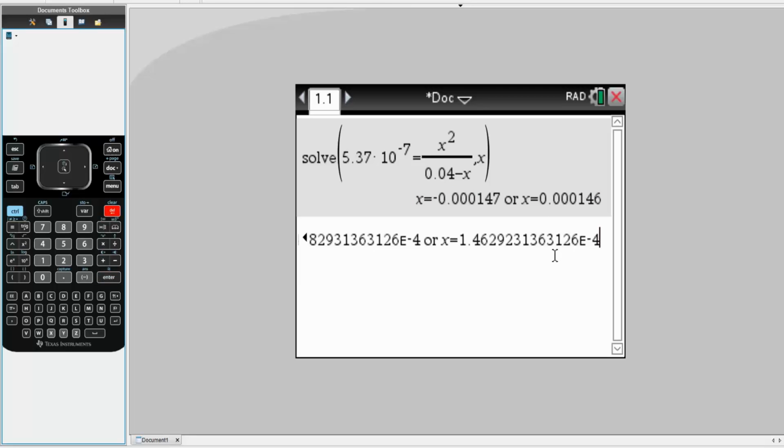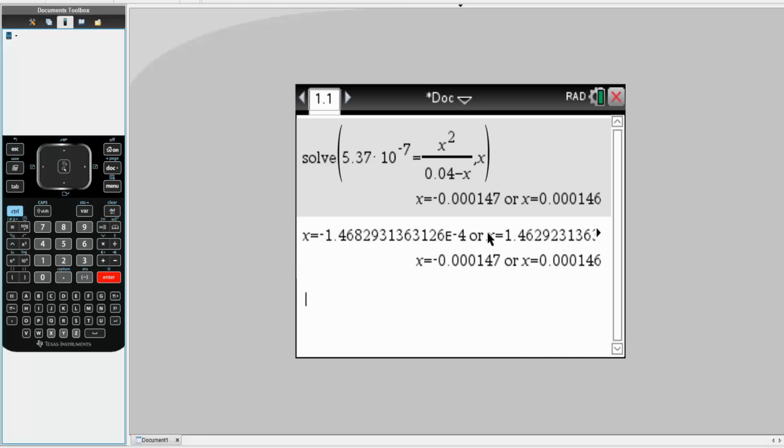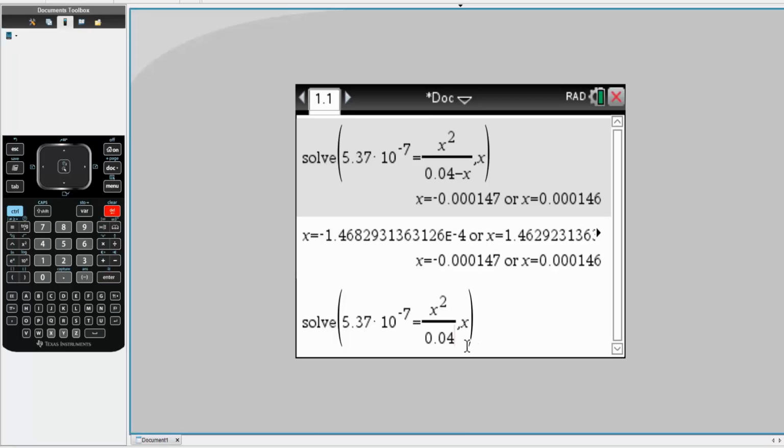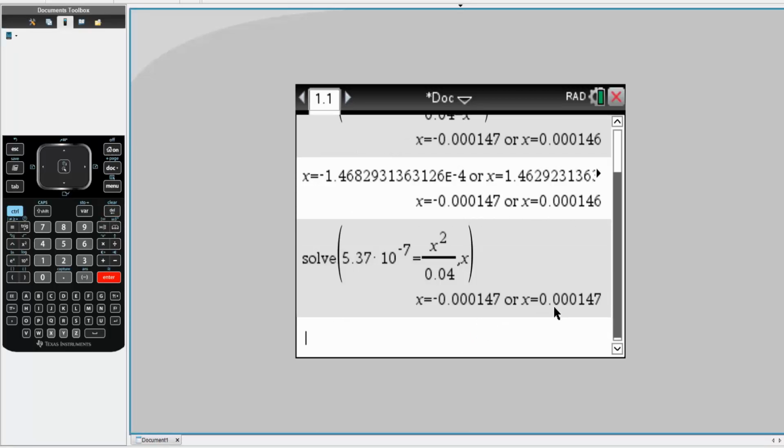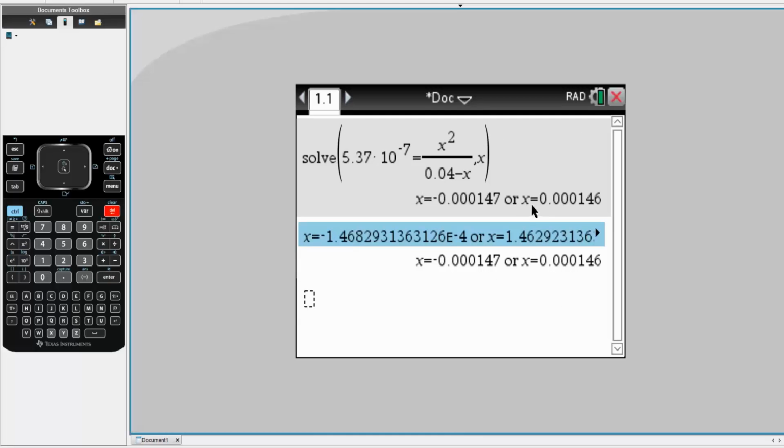But let's say we didn't have a calculator. This problem would be pretty difficult without a TI Nspire CX CAS. Let's see if I ignore this minus X, and I just did this, and hit enter. I would get almost the same answer. Now this right here, we really didn't need a calculator solve, because we could have done 5.37 times 10 raised to negative 7 times 0.04, and then taken a square root, and we would have got X equal to this number. Now this answer right here is more precise, and so I will keep it. 1.46 times 10 raised to negative 4.